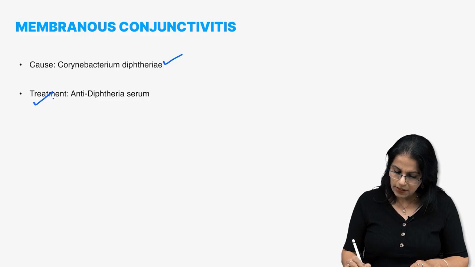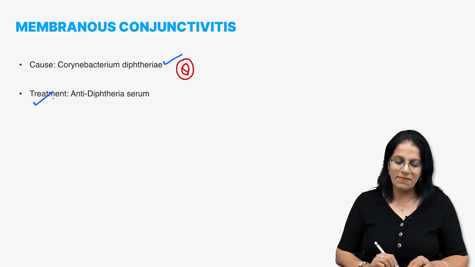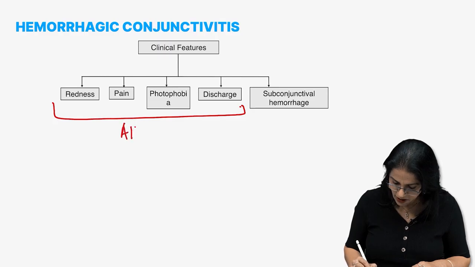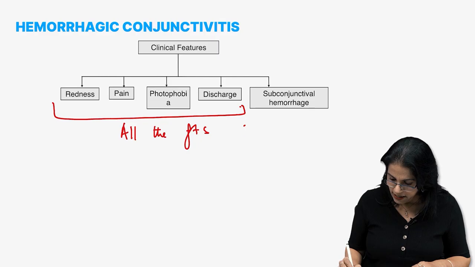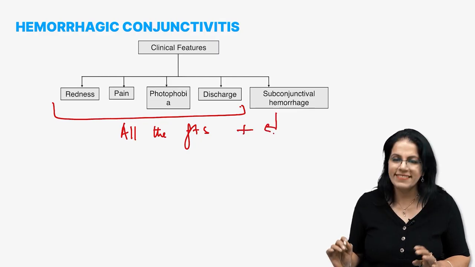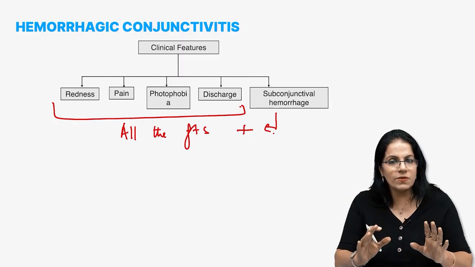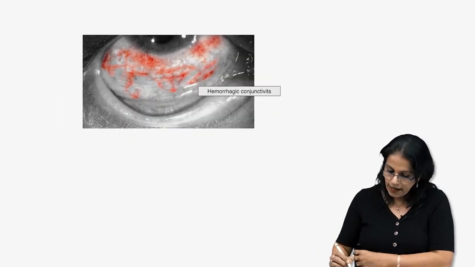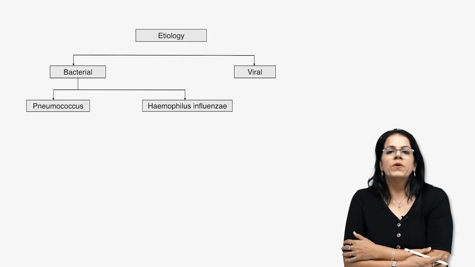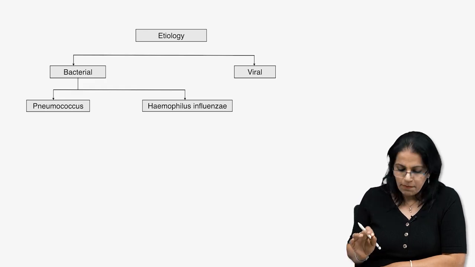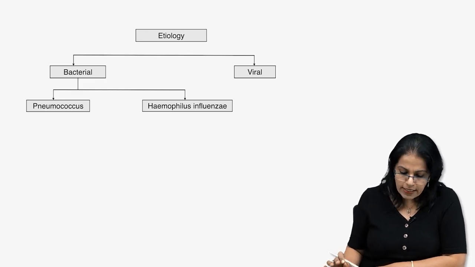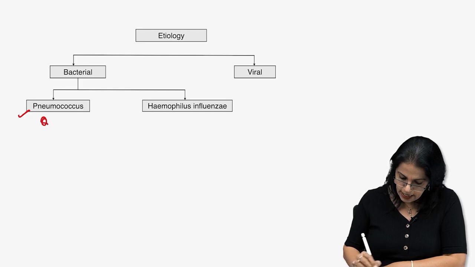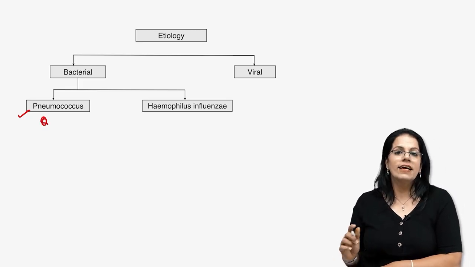And of course, the next one has also been asked in the exam. How will you learn? Again, learn like this: all the features with subconjunctival hemorrhage, hemorrhagic conjunctivitis. So, these are the subconjunctival hemorrhages that you are looking at, right? Okay, so etiology we are going to divide into bacterial and viral. Bacterial causes: pneumococcus, very important, this was asked, and Haemophilus.